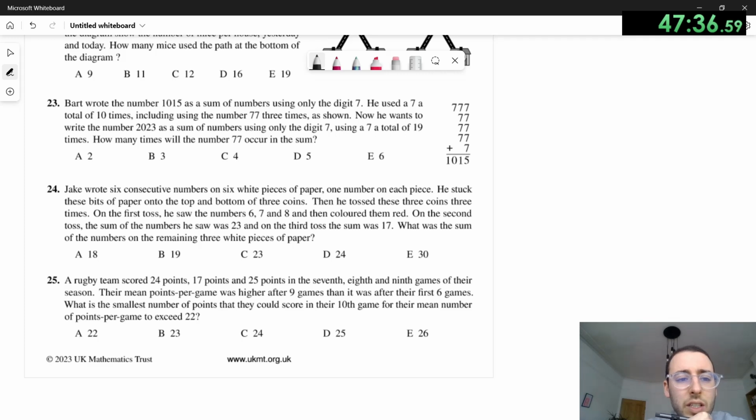Seven total, 19. So if he uses... what? It ends in a 3. Okay, ends in a 3. So he has to use... There have to be 9 amounts of 7s on that last row.